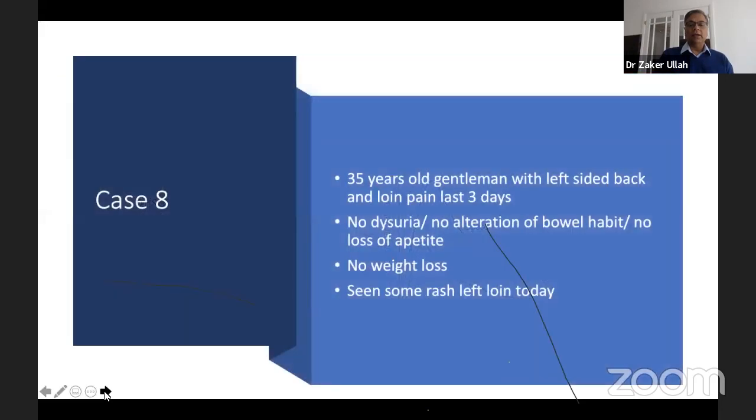Okay. Now, a couple of short cases, then I'll finish. Case 8 is a 35-year-old gentleman with left-sided back and loin pain for the last 3 days. No dysuria, no alteration of bowel habit, no loss of appetite, no weight loss, and he has noticed some rash at the left loin today. What's the diagnosis?